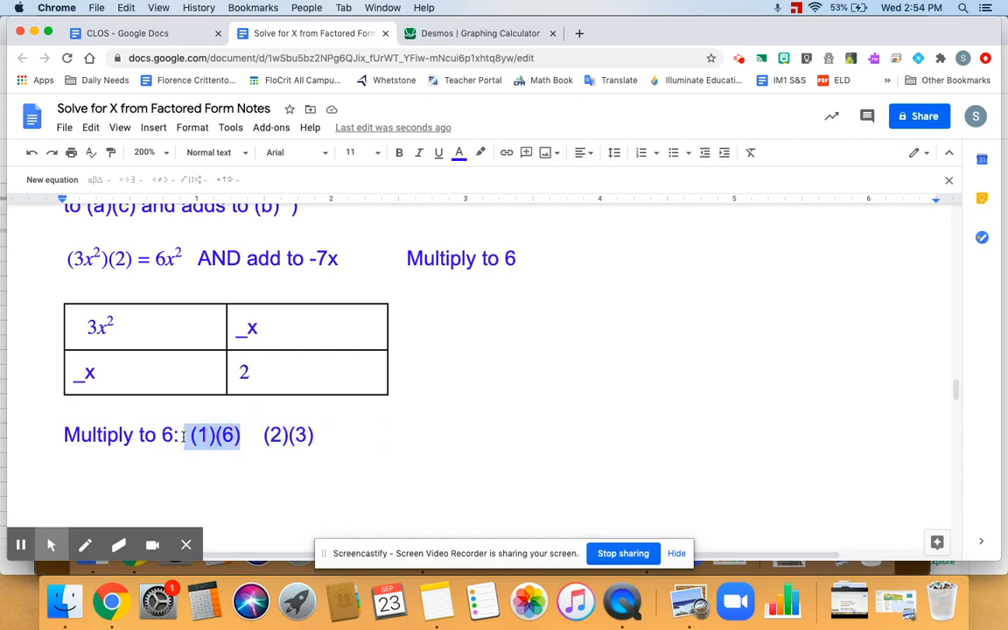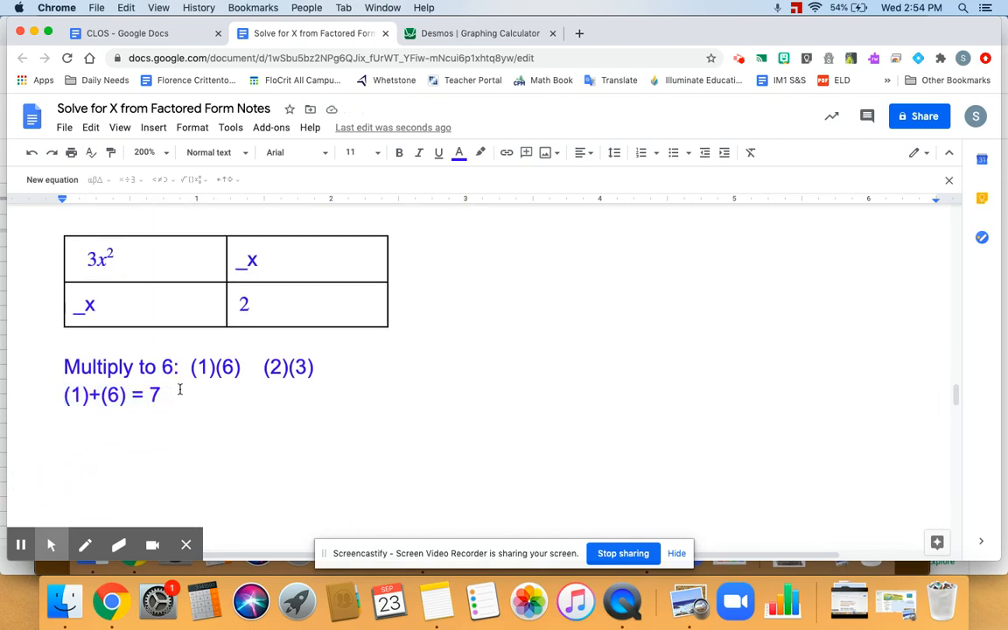So which one of these somehow is going to add to negative 7? And it can add or subtract. So if I take, for example, 1 and 6, if I add them, I get 7. Look at that. It's probably 1 and 6.